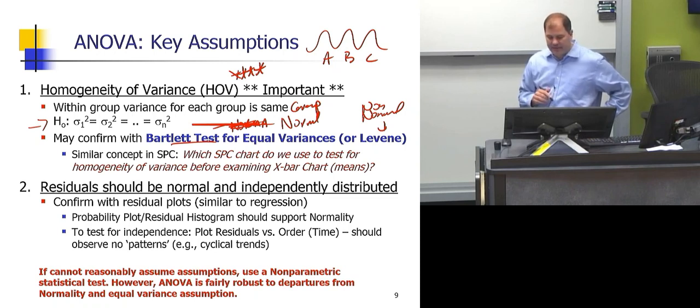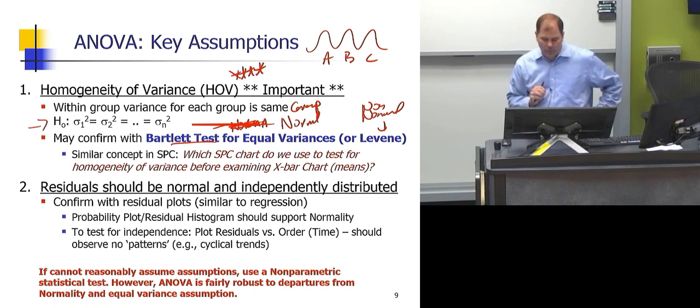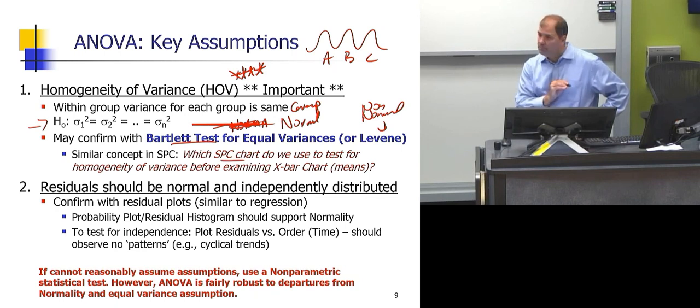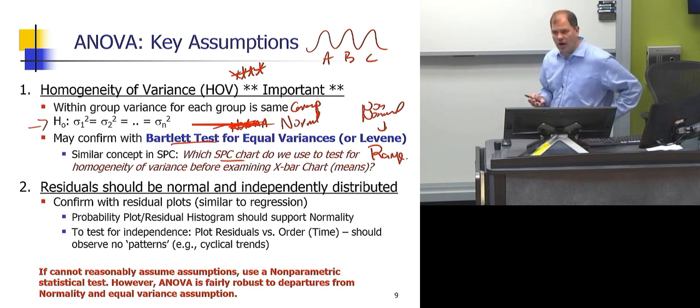This idea of testing for variances before we test for means is not new to us. When we do an X bar chart, what do we look at first? They come in pairs. Which one do we do first? Range. Thank you for playing. All right, we do a range chart.